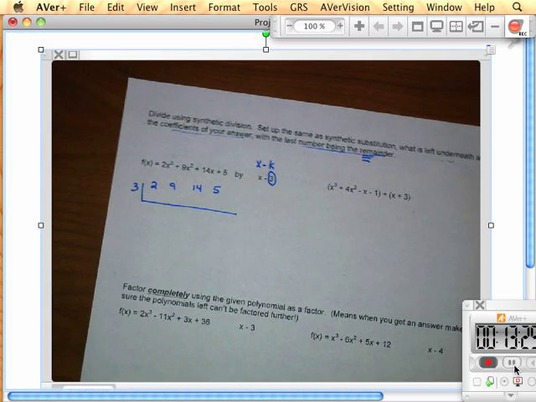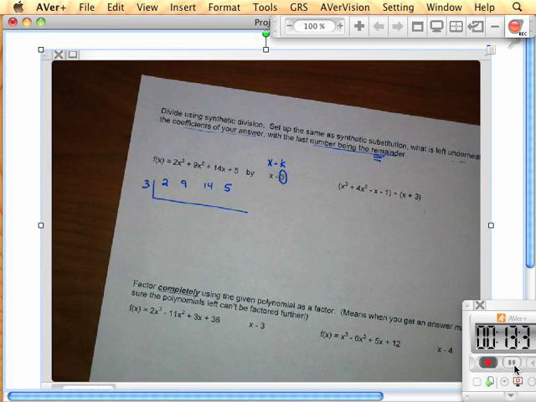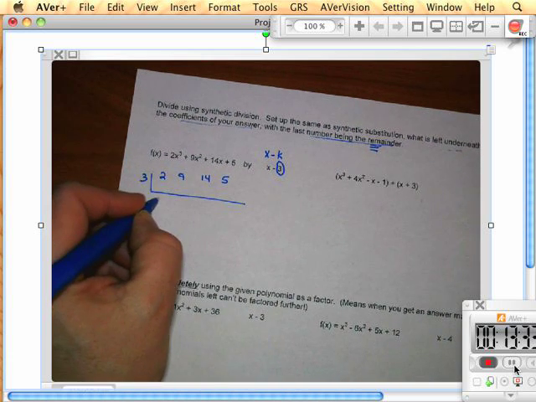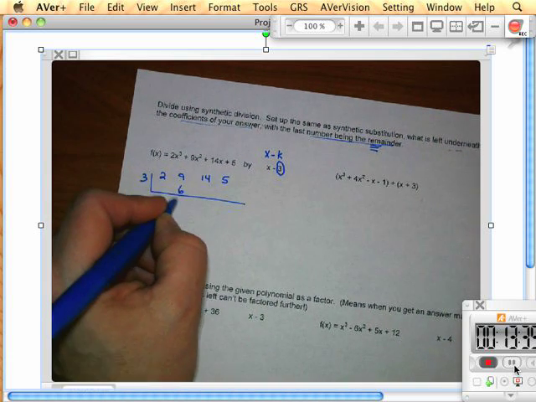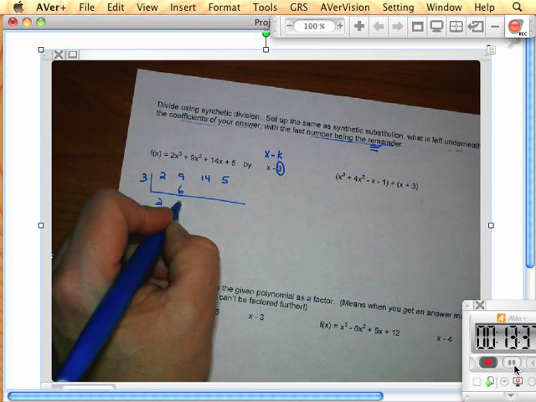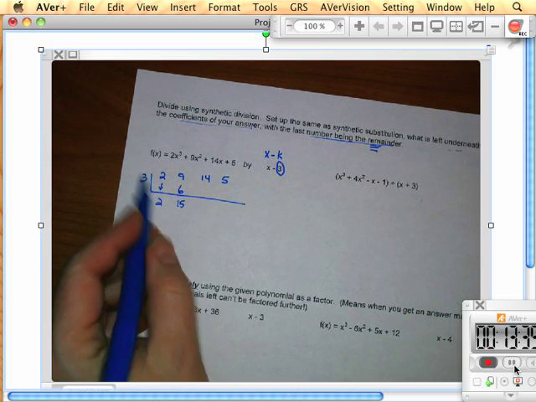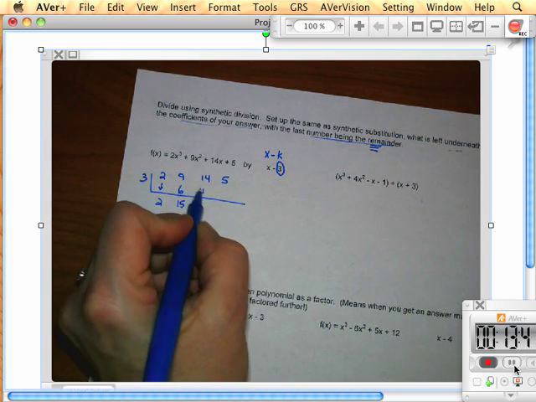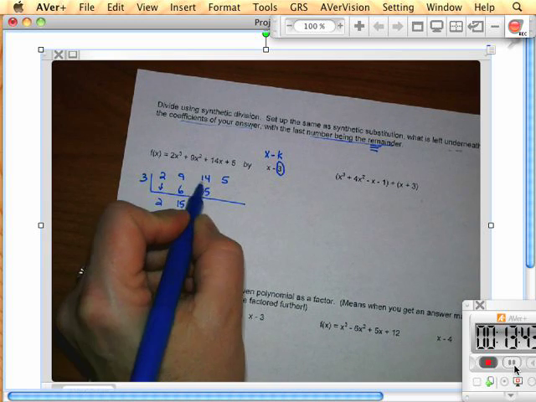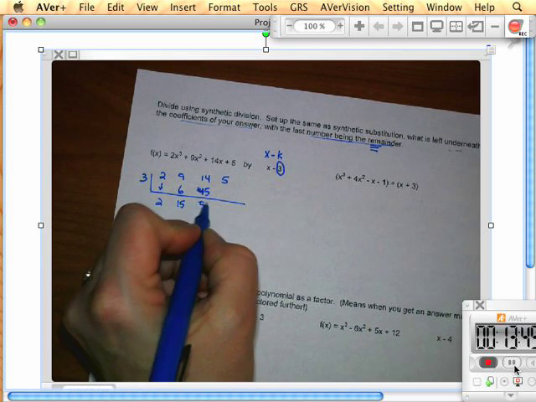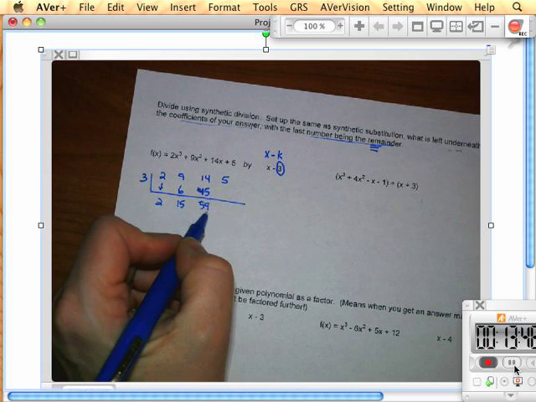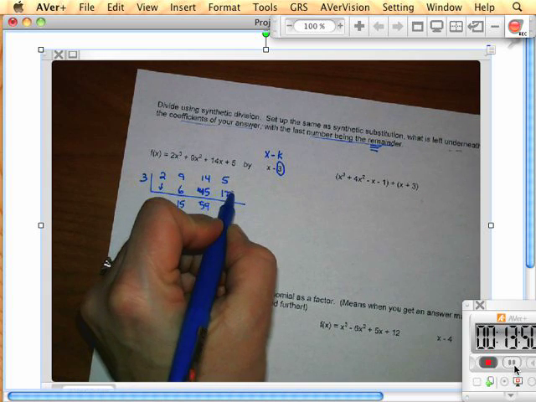And it's the same process as you did before. You bring down the 2. 3 times 2 is 6. Add those together, you get 15. 3 times 15 is 45. Add those together. I know it's getting to be big numbers, but that's okay. 3 times 59 is 177, and you add those together.